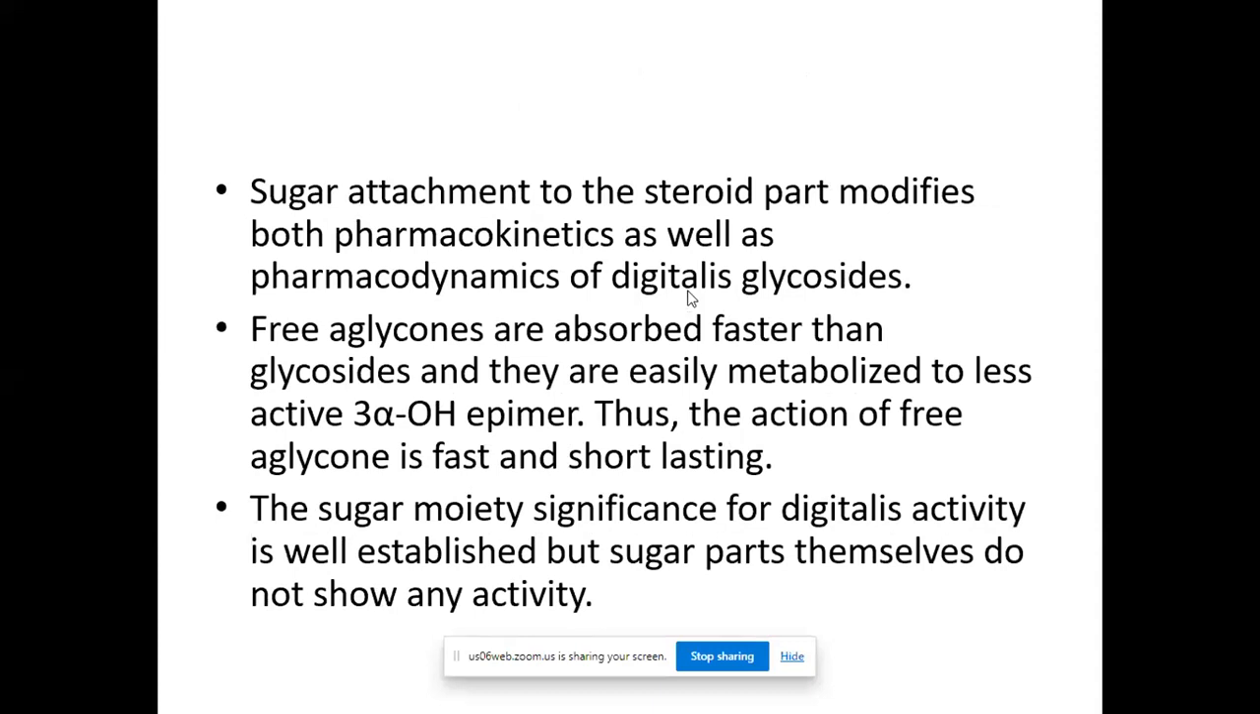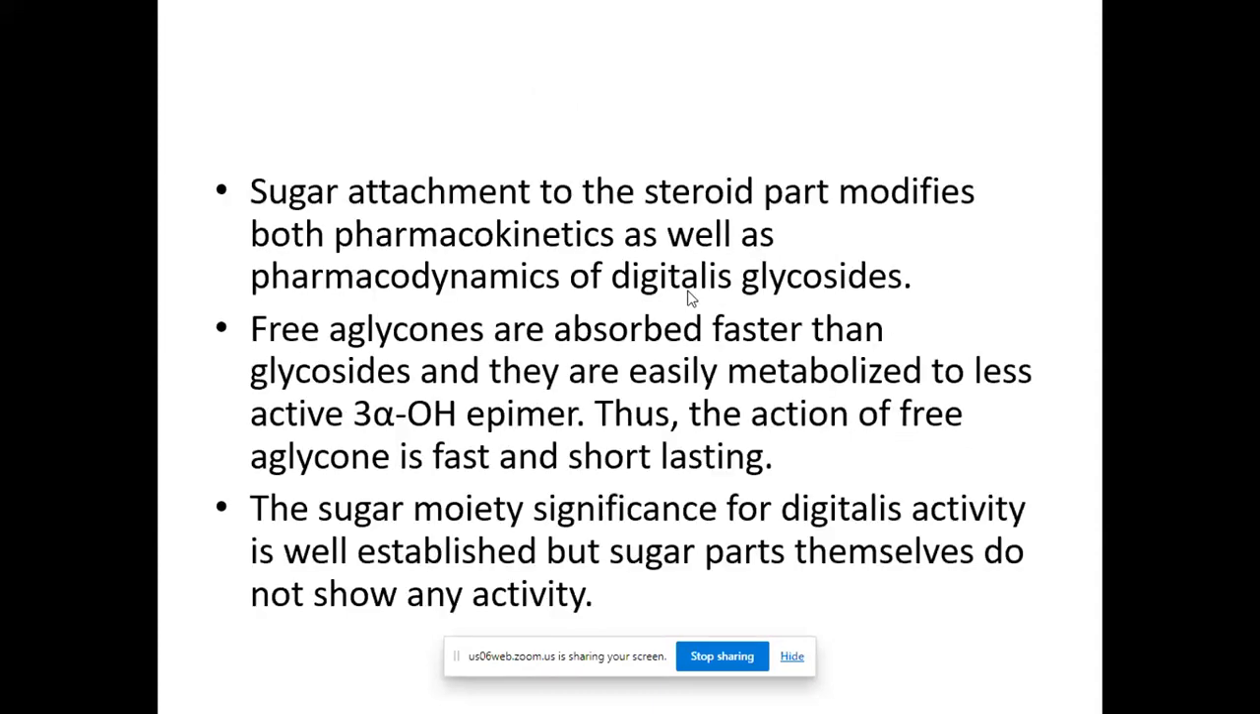Sugar attachment to the steroid part modifies pharmacokinetic as well as pharmacodynamic activities. This is because the sugar part affects the solubility of the glycosides. The longer the sugar chain, the more soluble it becomes. So solubility will end up affecting the pharmacokinetics and pharmacodynamics. Next slide.